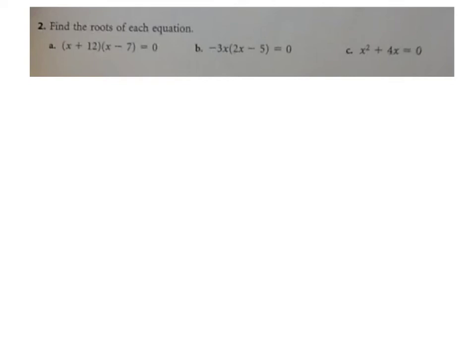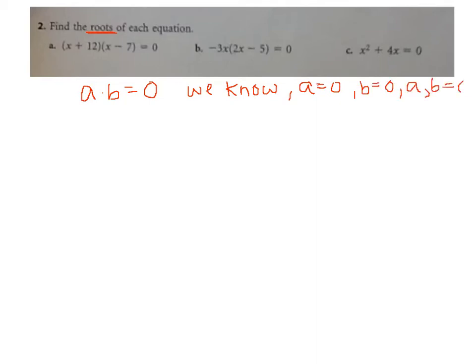Okay, this is problem number 2. Now we did this last week as well, and if you can remember, roots, that was the confusing one that went with zeros. So zeros is when you have a product, A times B. If that product equals 0, we know that either A equals 0, B equals 0, or A and B both equal 0. And that's just something that we know about products. If any two numbers multiplied together equal 0, we know one of those better be 0 or they both are.